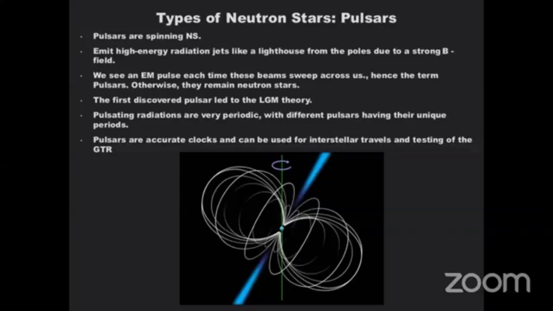So pulsars are accurate clocks that can be used for interstellar travel. The universe is even prepared for interstellar travel. And these pulsars were used to demonstrate Einstein's general theory of relativity. So here is the pulsar.